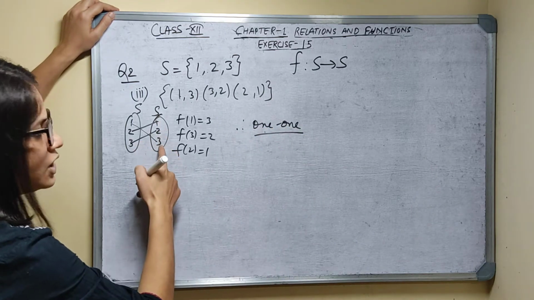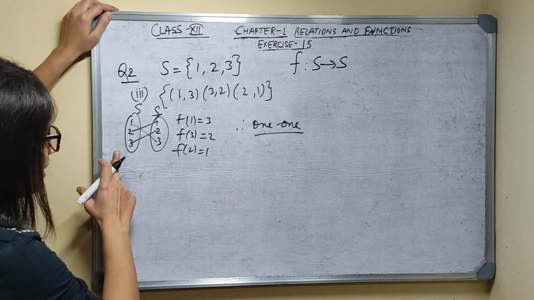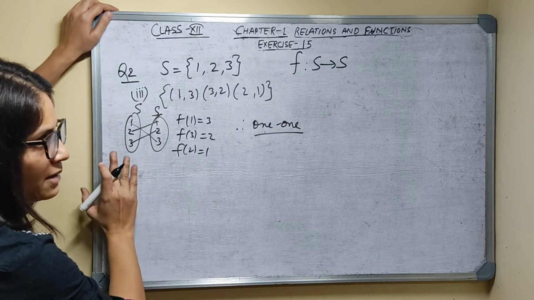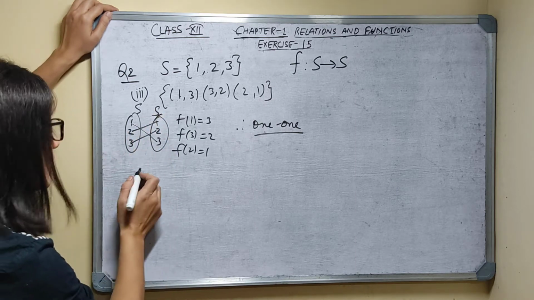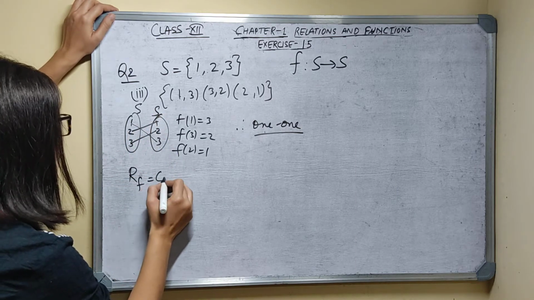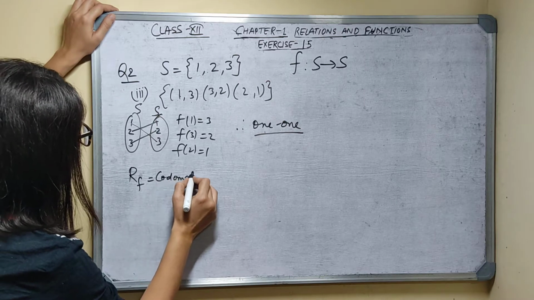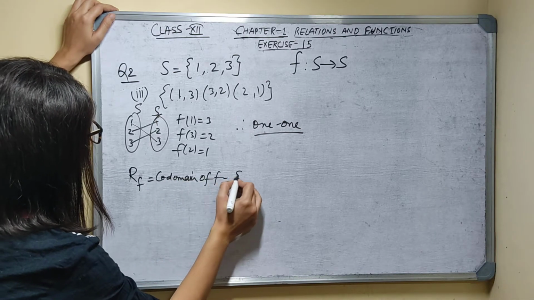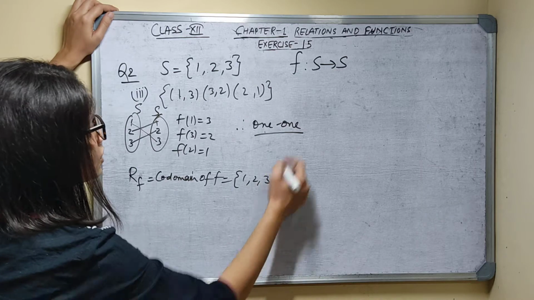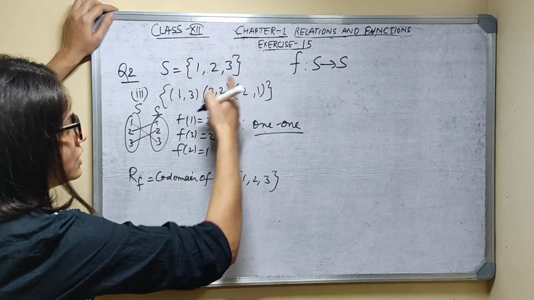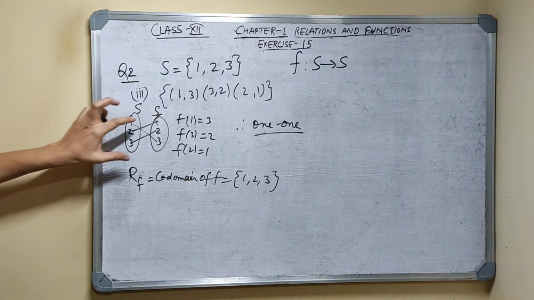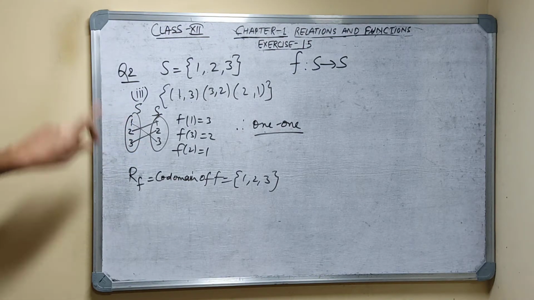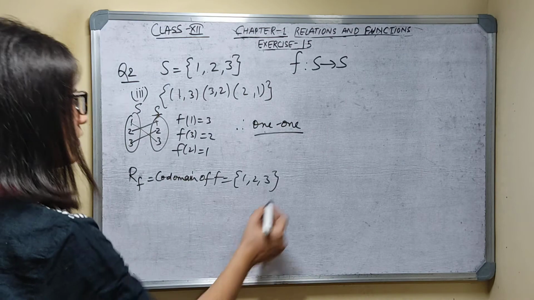Now here 1, 2, 3 are all images of some element of X. So the range of the function is equal to the codomain. The codomain is S, that is {1, 2, 3}, and the range is {1, 2, 3}. All are attached to elements of X. So range and codomain are equal, and this is onto also.